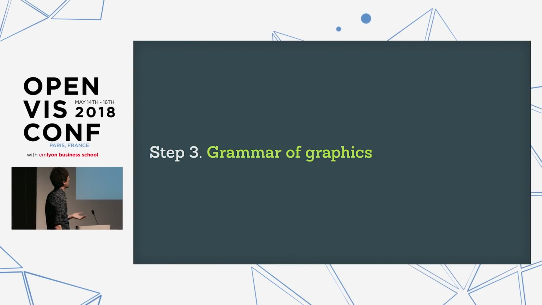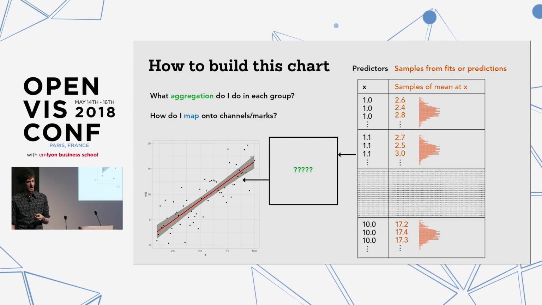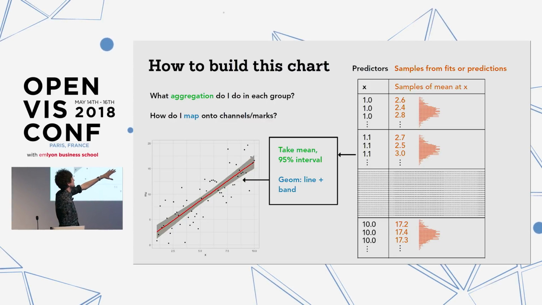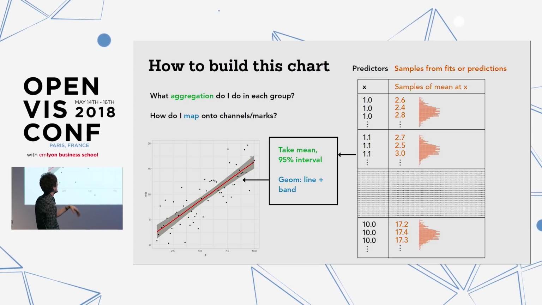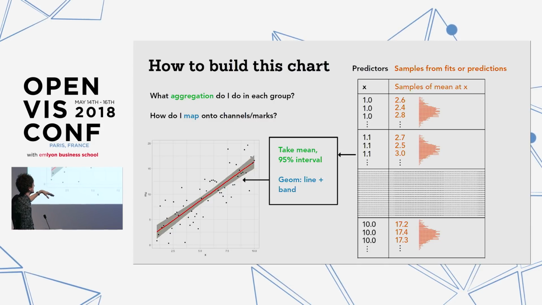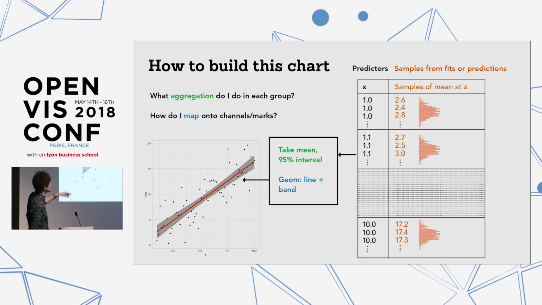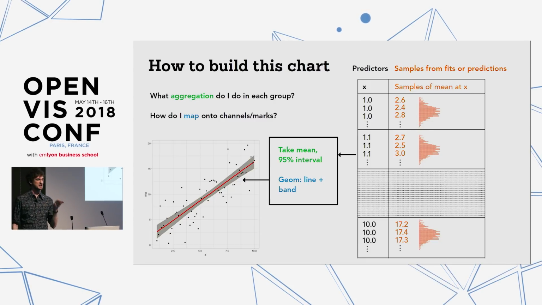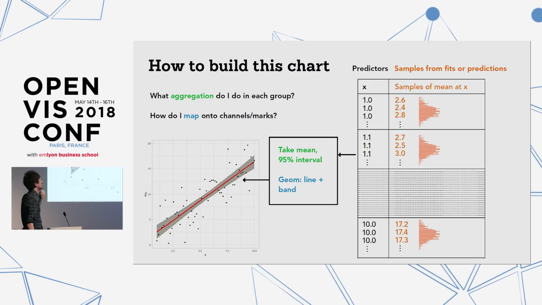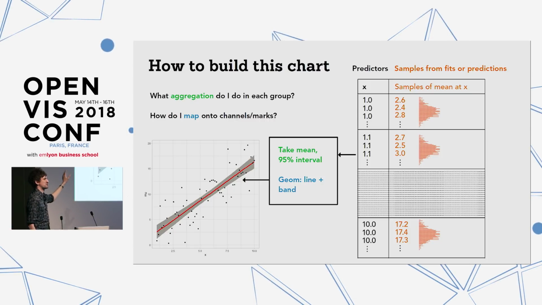And that brings us to the grammar of graphics. And in this case, I'm not going to go formal with the grammar of graphics. I'm just going to say something like, within each of these groups, I'm going to take the mean and 95% interval, and then I'm going to map those onto a line geom or mark, depending on which toolkit you're using, and a band. And that gives me this chart. But then the part that makes this useful is, what if instead I wanted to do a frequency framing version of this? I wanted to give you examples of a bunch of different possible regression lines.